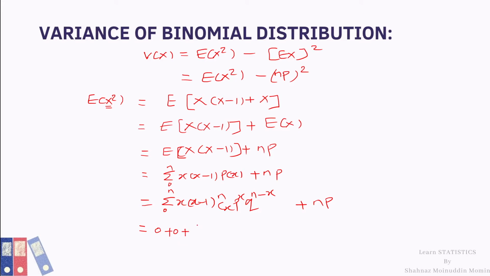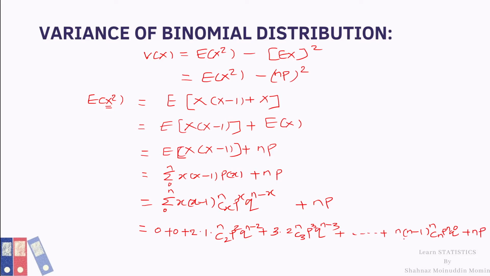So I will write from the third term, which is 2 into 1 into nC2 p square q raised to n minus 2, plus 3 into 2 into nC3 p raised to 3 q raised to n minus 3, plus dot dot dot, and the last is n into n minus 1 into nCn p raised to n q raised to 0, and the last term is plus n into p.